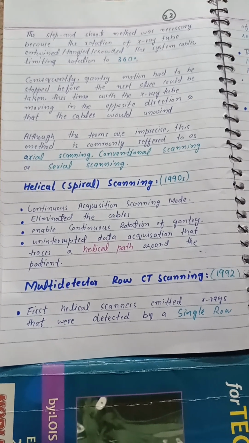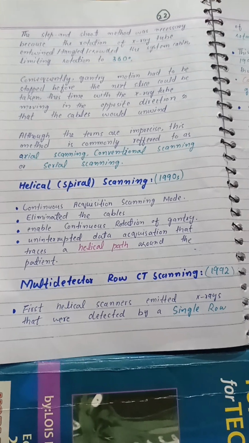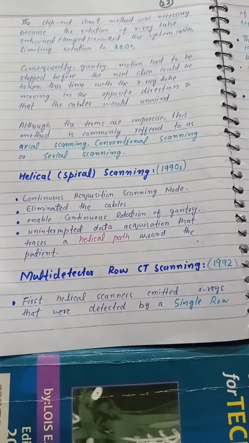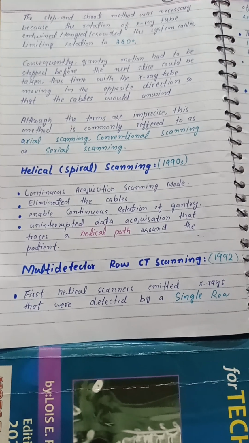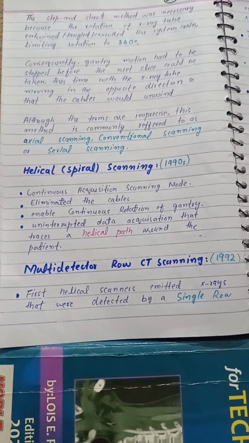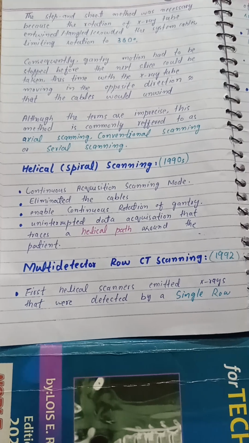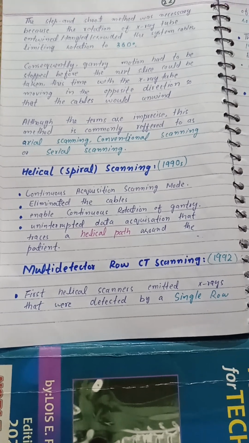Helical, spiral scanning, 1990s. Continuous acquisition scanning mode eliminated the cables, enabled continuous rotation of the gantry, and uninterrupted data acquisition that traces a helical path around the patient.